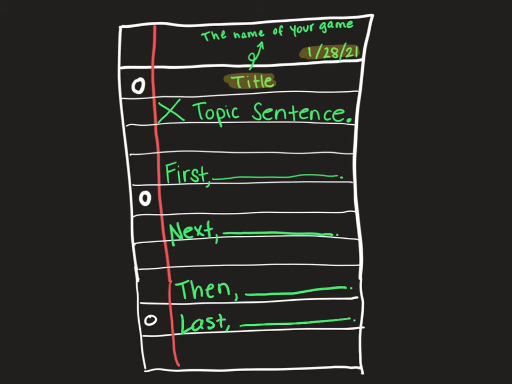Last, and then remember your last sentence is your conclusion sentence that is similar to your topic sentence, and it wraps up your paragraph. It lets the reader know that you're at the end of your paragraph. Now remember, you can add more details. So if I said first, you have to blah, blah, blah, blah. I can say another sentence giving more detail about that before I go to the next. That would just tell the reader even more detail about how to play this game.